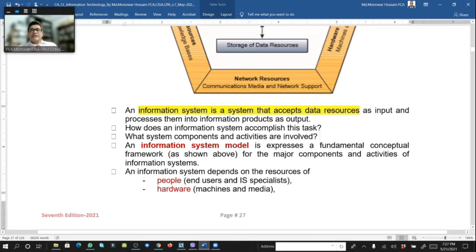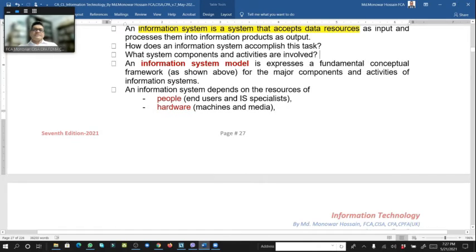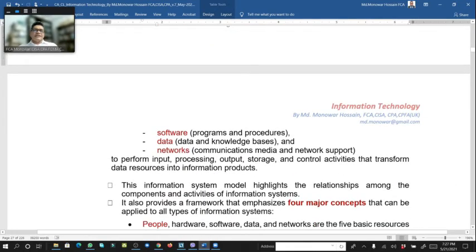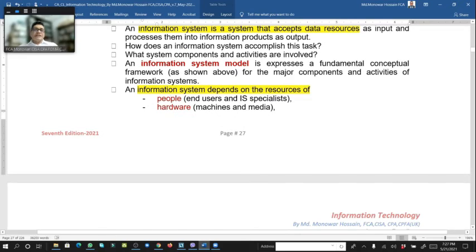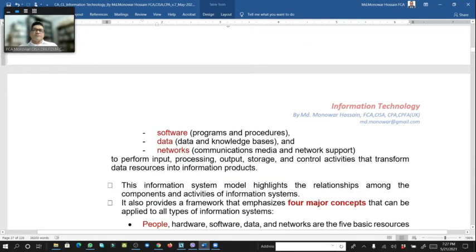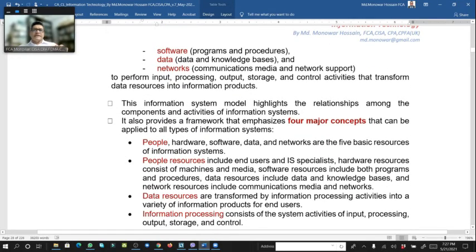For the major components and activities of the information system, we can say that the information system depends on the resources of people, hardware, software, data, and network. People means end users and information system specialists; hardware means machines and media; software means programs and procedures; data means data and knowledge bases; and network means communication media and network support to perform input, processing, output, storage, and control activities that transform data resources into information products.